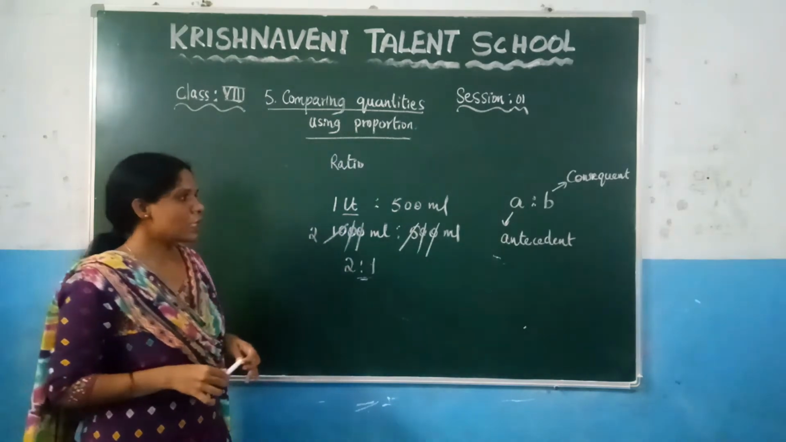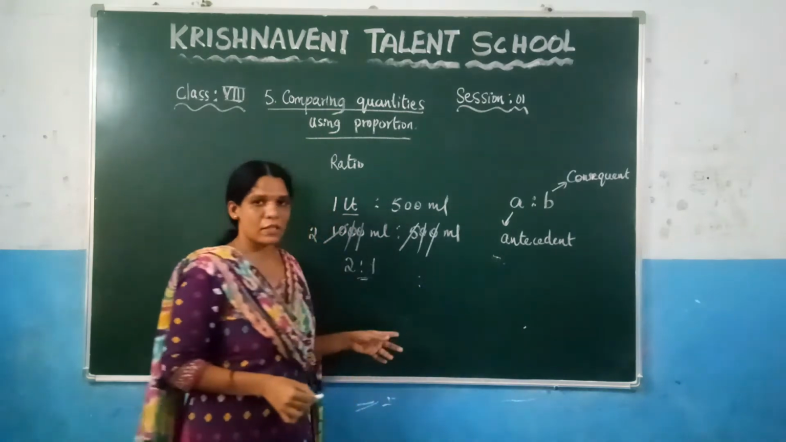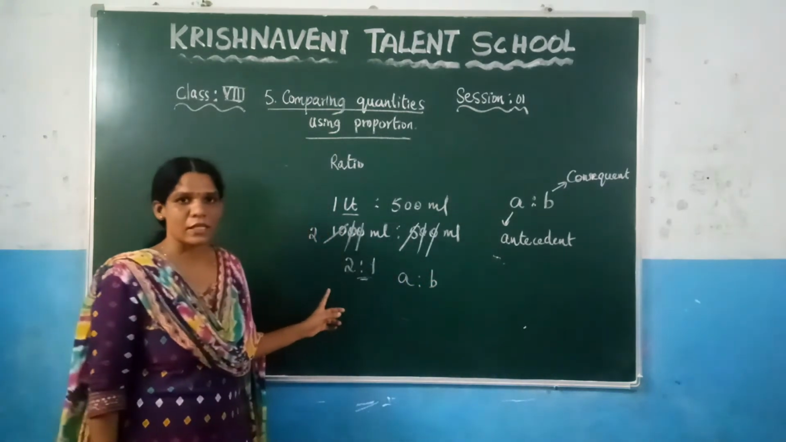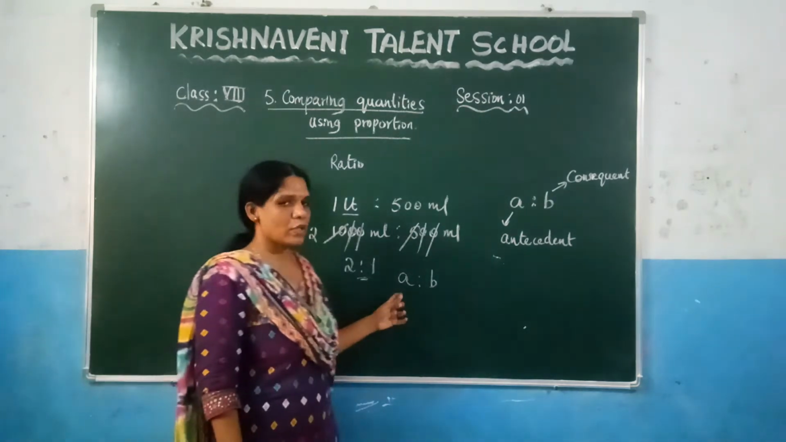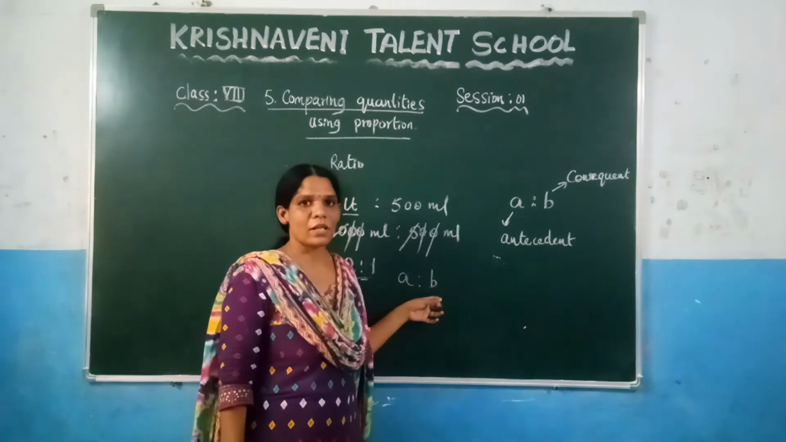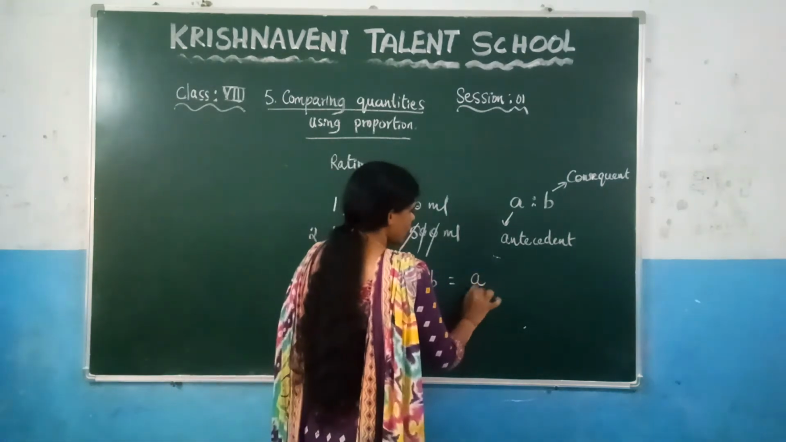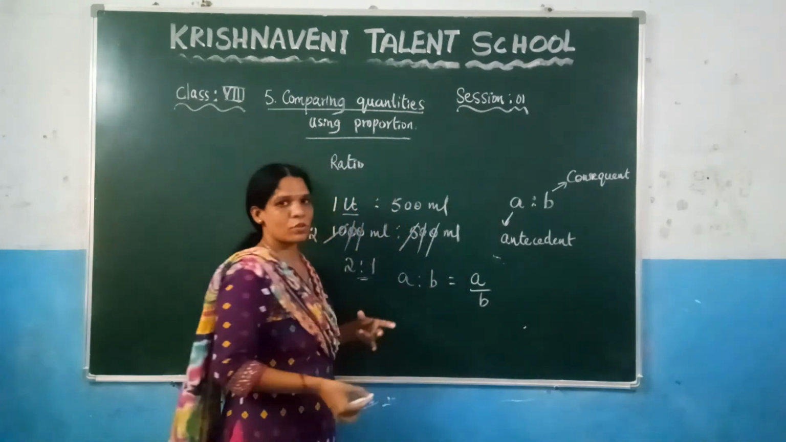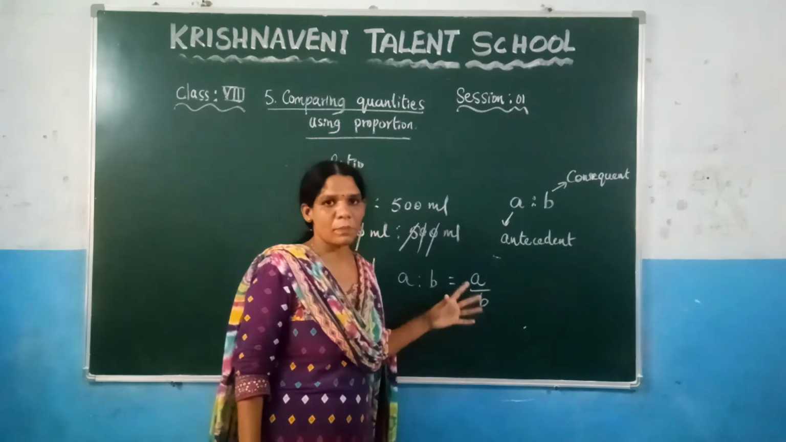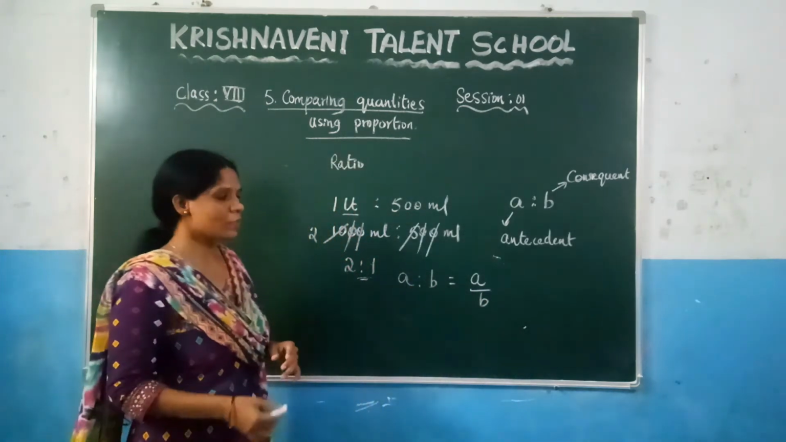So here the ratio is denoted by two dots like this, and we will read it as A is to B. And this one you can read as 2 is to 1. This A we call an antecedent, and this B we call a consequent. A is to B is nothing but A by B. In the form of the ratio you can write it here. In the form of the fraction you can write it as A by B, or it is the same as A is to B. Both are the same. This is about the ratio.